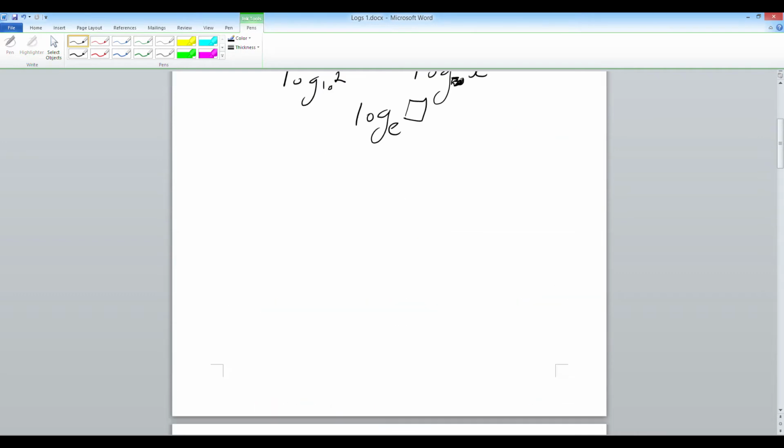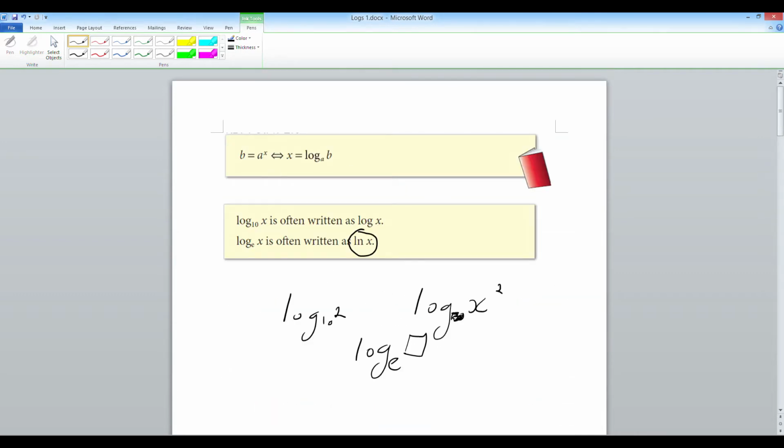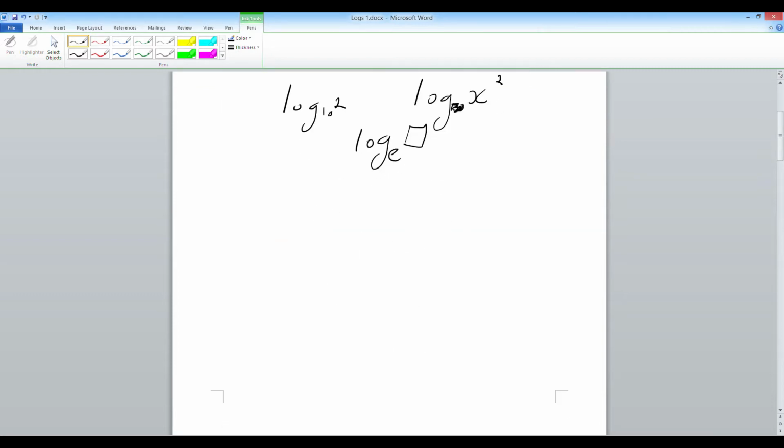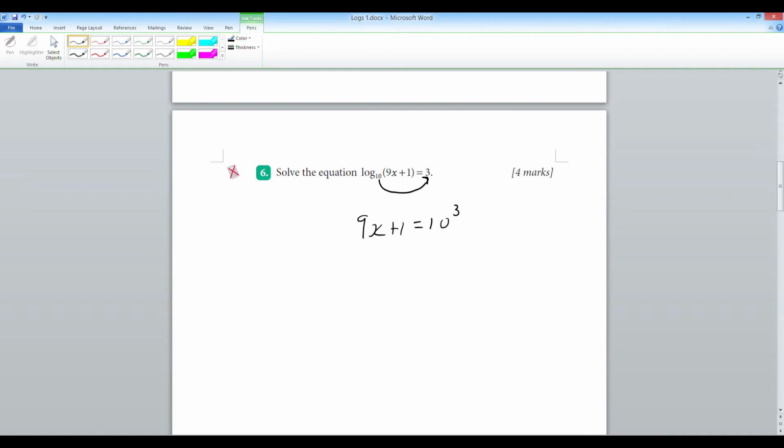If you look at our initial law, b is equal to a to the power of x, therefore x is equal to log a of b. It's exactly what we did here. You can think about log a of b as x. Now we have 9x plus 1 is equal to 10 to the power of 3. The only thing I did, in simple terms, was take my base and make it the base on the other side, this becomes the exponent, and therefore I can rewrite it like this.